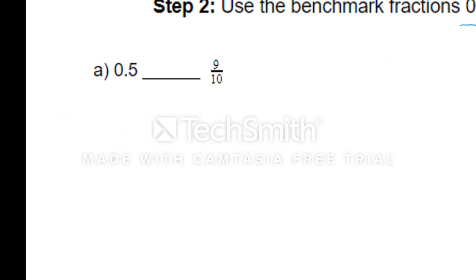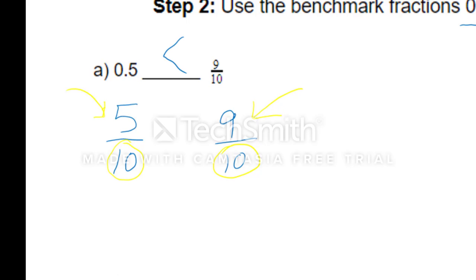So for A, we have 0.5 and 0.9. Well, it says to rewrite the decimal as a fraction. So I know that 5 is in the tenths place, so I can rewrite 0.5 as 5/10. And 0.9 is 9/10. Remember, the denominator here is the same, just like it was on part D for guided learning 1. So we just have to look at the numerator to determine which one is bigger. Well, 9 is greater than 5, so that means that 9/10 is greater than 5/10.